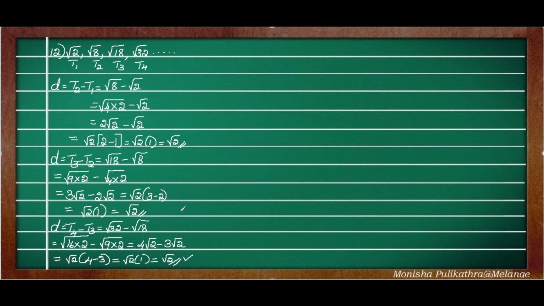So the common difference is constant. So when the common difference is constant, we can write that this sequence is an AP. Okay. So this is an AP. Then we need to find out, if it is in AP, what we have to do? We need to find the next 3 terms.